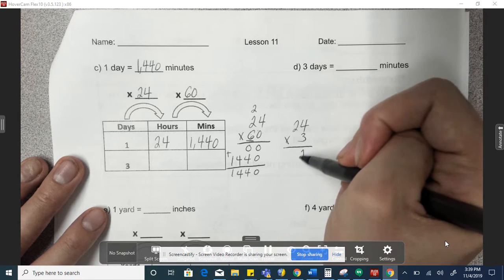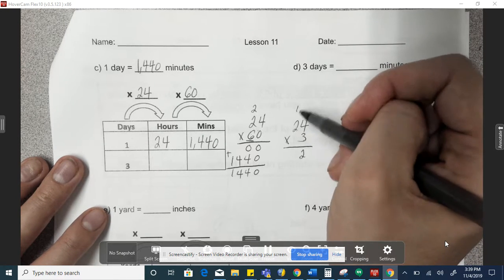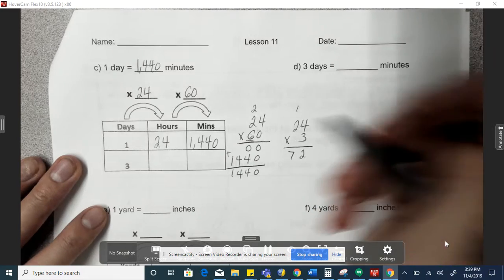3 times 4 is 12, carry the 1. 3 times 2 is 6, plus 1 is 7. So in 3 days, there are 72 hours.